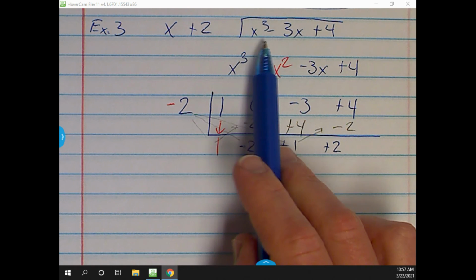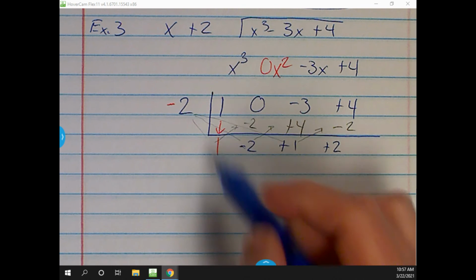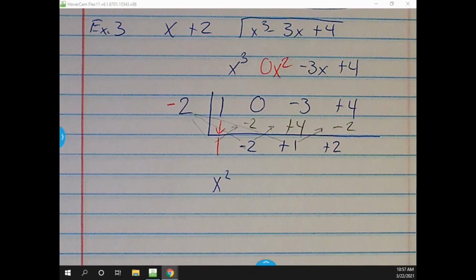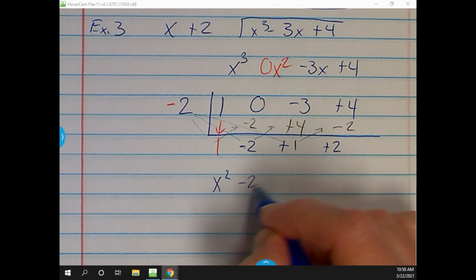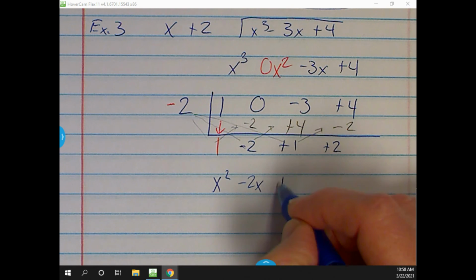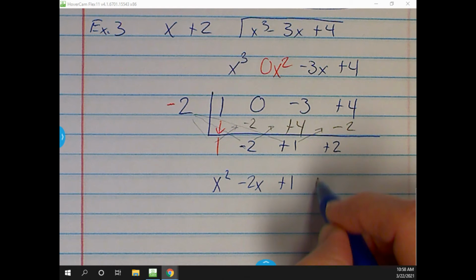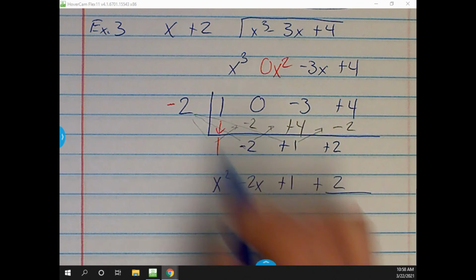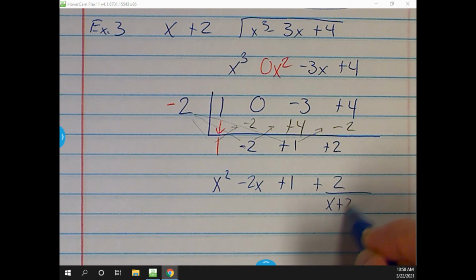All right, and again, this one started off with x to the third, so this one will start off with 1x squared, which again, if it's 1x squared, you don't necessarily have to put that 1 in there. That'd be x squared minus 2x plus 1, and plus your remainder over what it was that you were dividing by.